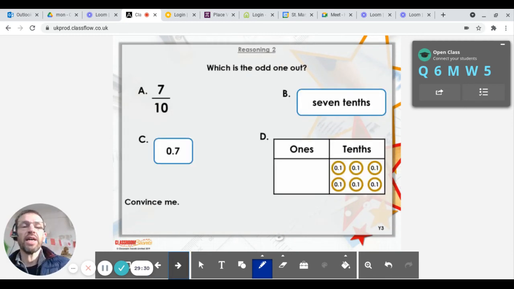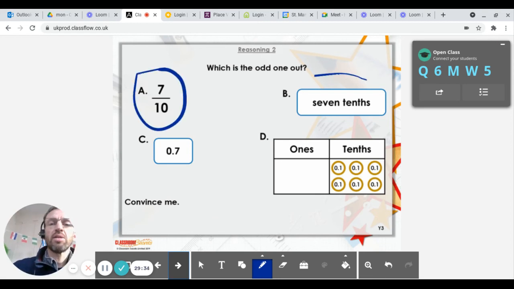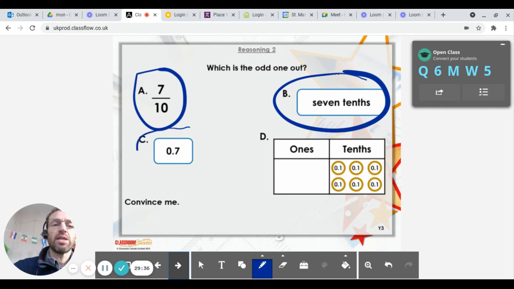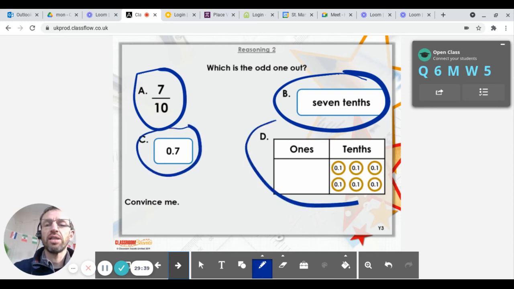Look at another one. Which is the odd one out? So there are 4 representations. There's A, B, C, and finally D. Which one is the odd one out? So we have to read them carefully. This one, A, 7/10. It's a fraction. 7/10 is 7/10.